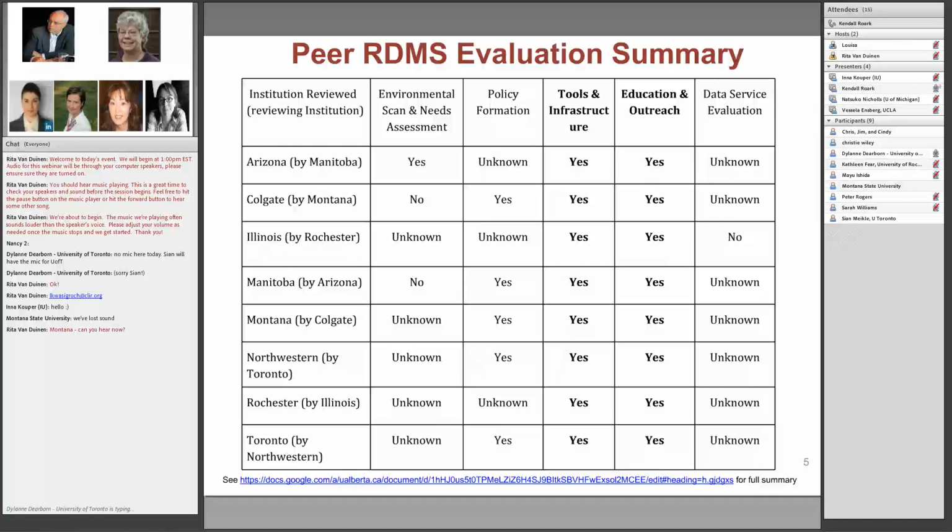So I'll go ahead, and then there was also unknown in terms of data service evaluation. So if you do get a chance, if you could visit the Google Doc, I'll make sure after the webinar to enable editing if you'd like to include additional information about these activities if they're listed as unknown.